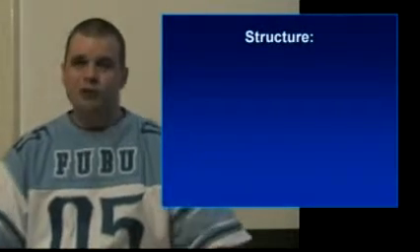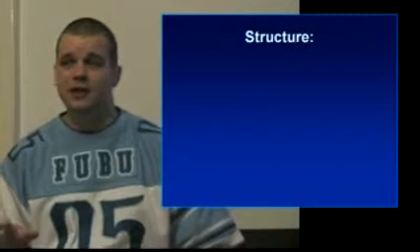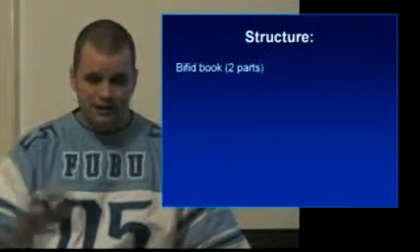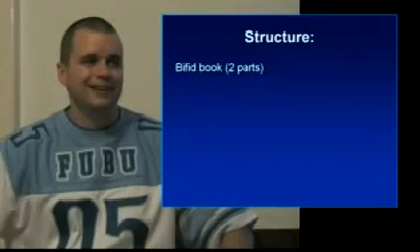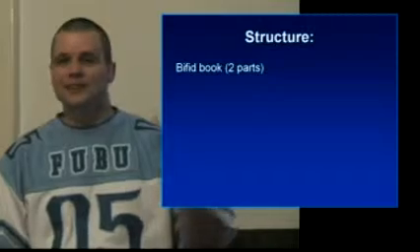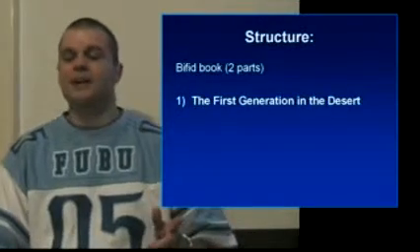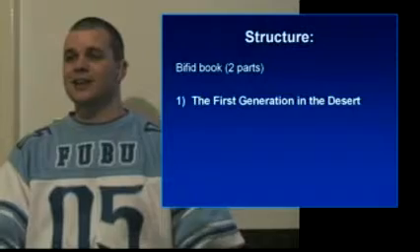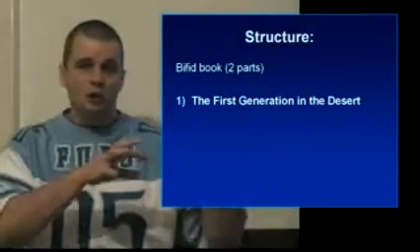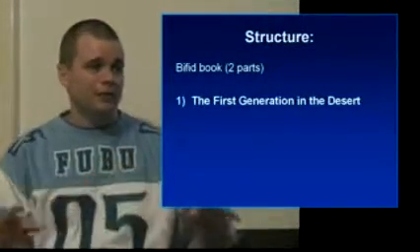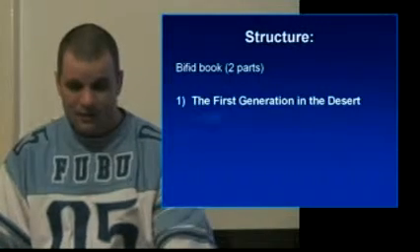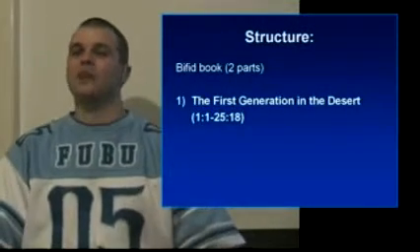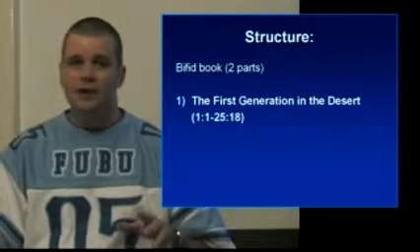Now let's look at the structure of the book. If you can get the structure of Numbers, it will help you get the book, because it is hard to follow what's going on in Numbers. But if you look at the structure and understand it, you'll do okay. So it's a bifid book. Bifid means two parts. It comes in two parts. The first part is about the first generation in the desert. These are the people God rescued from Egypt, and they're known as the first generation living in the desert. And that runs from chapter 1 all the way through to chapter 25, verse 18.